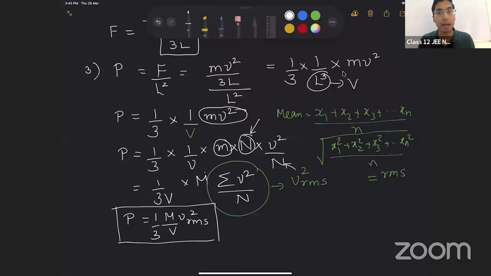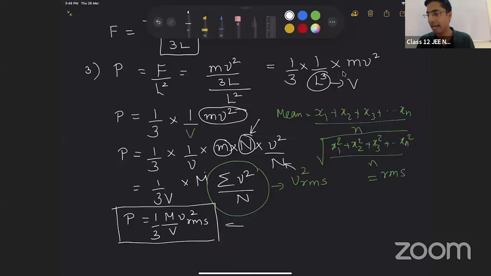Now sigma V square by n is basically the definition of root mean square. So root mean square is nothing but the sum of the squares of the individual numbers divided by the total, and then you take the square root. That gives you V RMS square. That's the definition of V RMS, which we studied in the previous class.